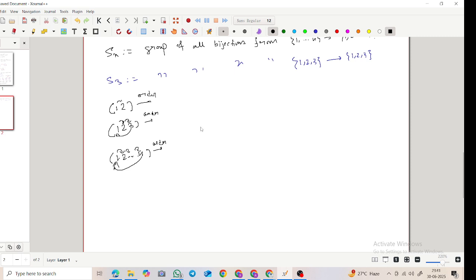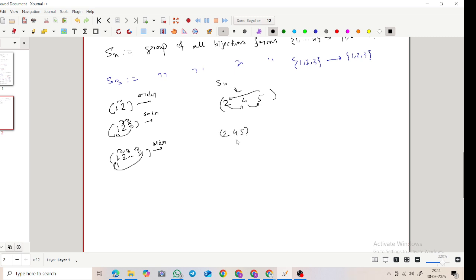Can you tell me what does this mean? So suppose 2, 4, 5. Okay. So we are talking about Sn here. Inside it, what does 2, 4, 5 mean? You are sending 2 to 4, 4 to 5, and what? 5 to 2, right? And the rest are fixed.